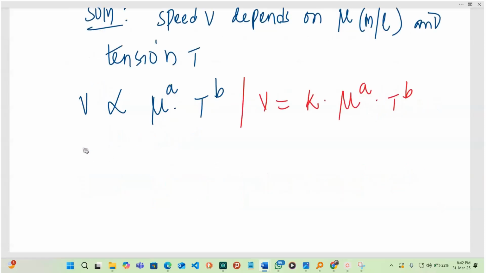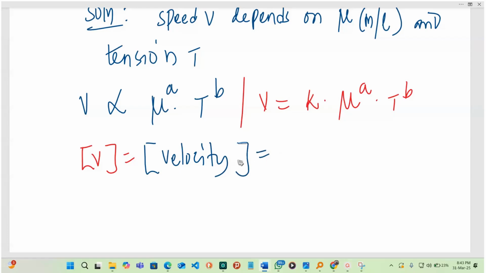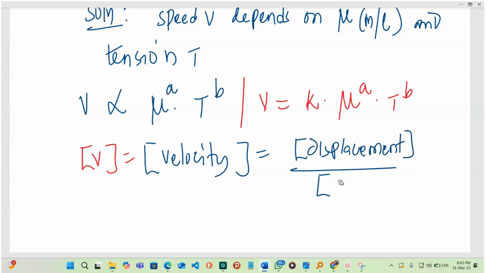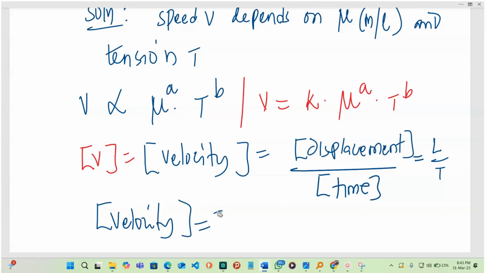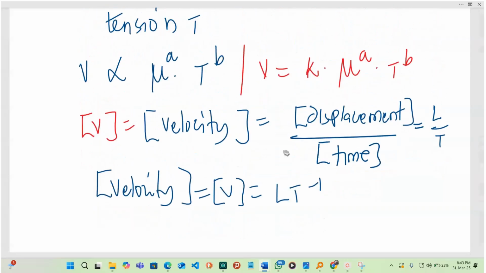Therefore, we need to look at the dimensions of V, which must equal the dimensions of velocity. And we already know that this is distance over time. So we shall have dimensions of displacement over dimensions of time. The dimension of displacement is L, and the dimension of time is T. So therefore, the dimensions of velocity, the dimensions of V, will equal L T to the power negative 1.